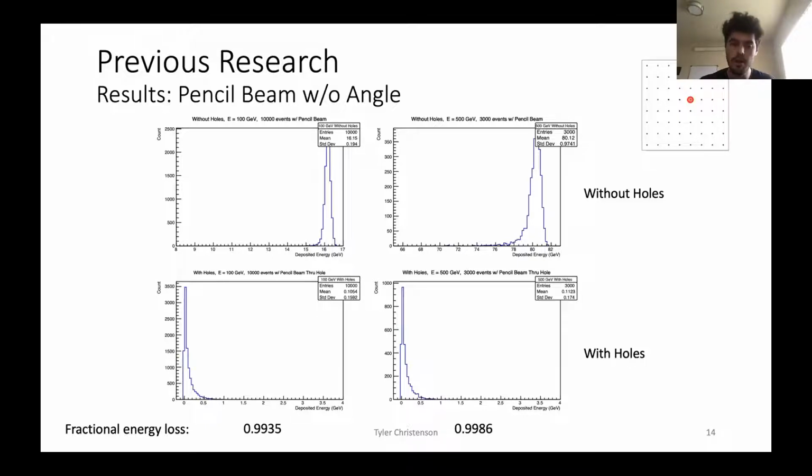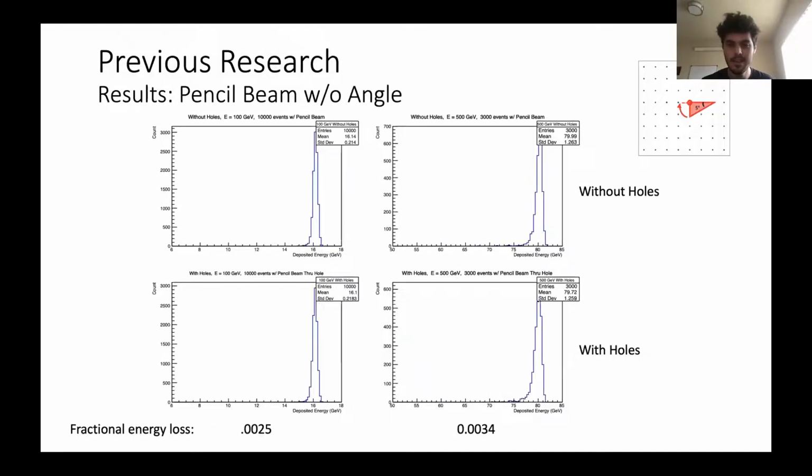So the first row of plots here is showing the simulation without holes through it as the control. And as you can see, you have about 16 GeV of energy deposited, which is a good amount given the initial energy that I sent through here. And then when you add the holes in, because this is going straight through a hole in a pencil beam, you get some average energy less than half of a GeV, and that results in a fractional energy loss of like 99%. So that proves that the holes are actually there and I can continue with the study.